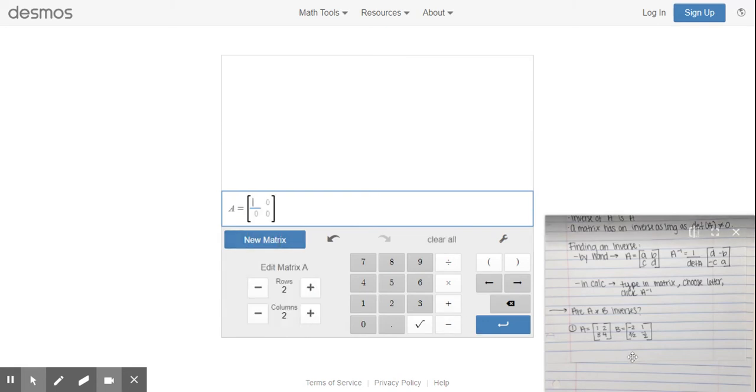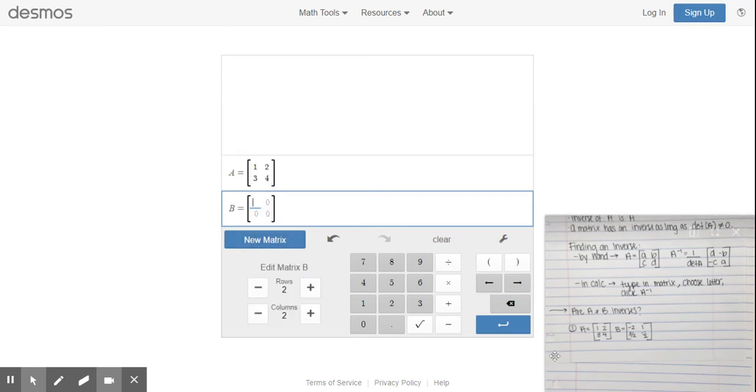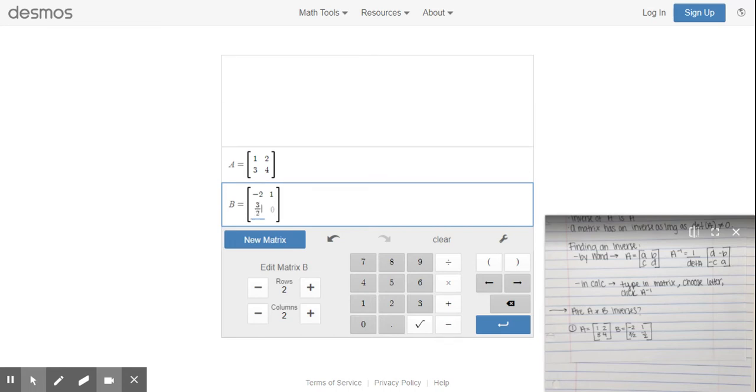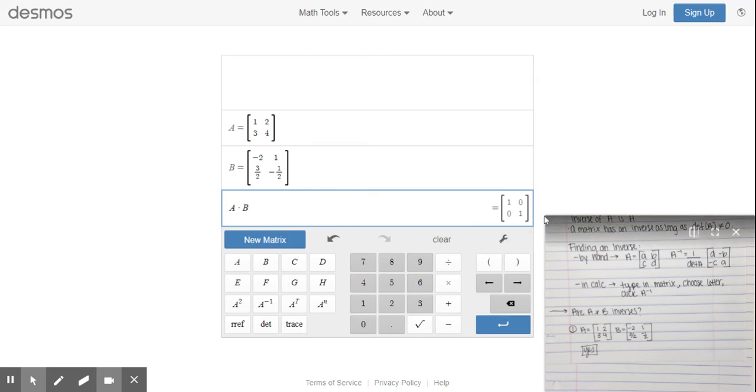So new matrix, my first one is 1, 2, 3, 4. That's pretty easy. All right. We need another one. This is going to be B. So -2, 1, and then 3 halves, and -1 half. Okay, so hit enter. Now we're going to do A times B. And does that give us an identity matrix? Yes. So that means our answer here is yes. Those are inverses.